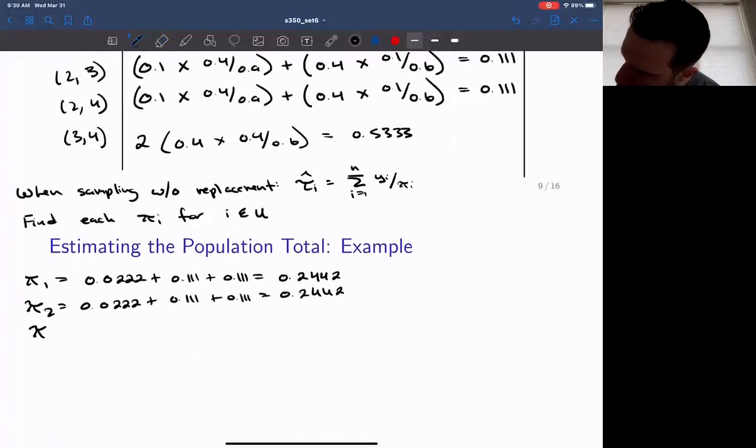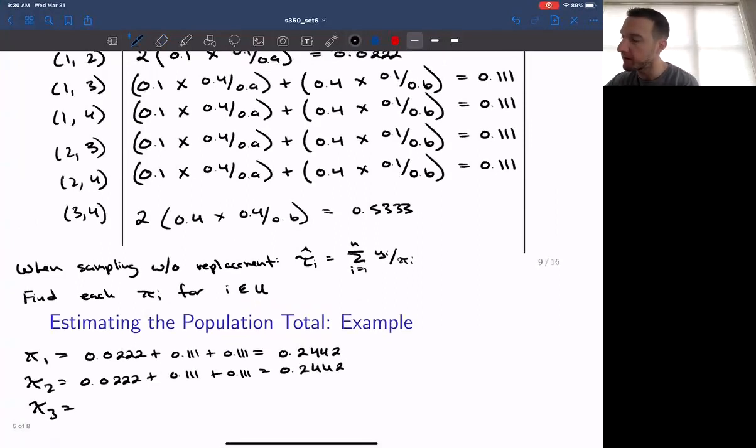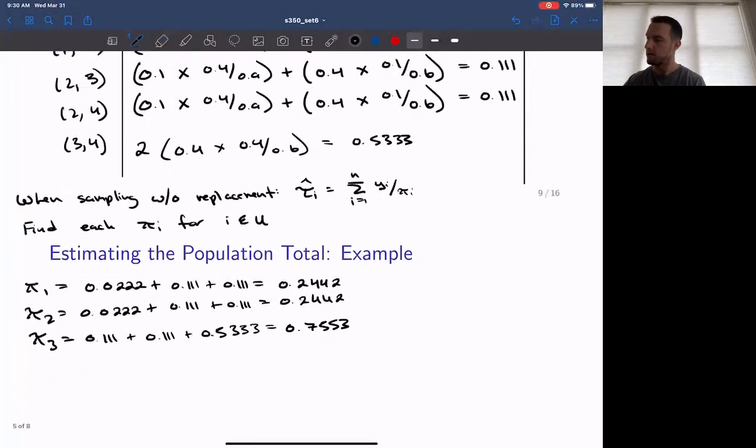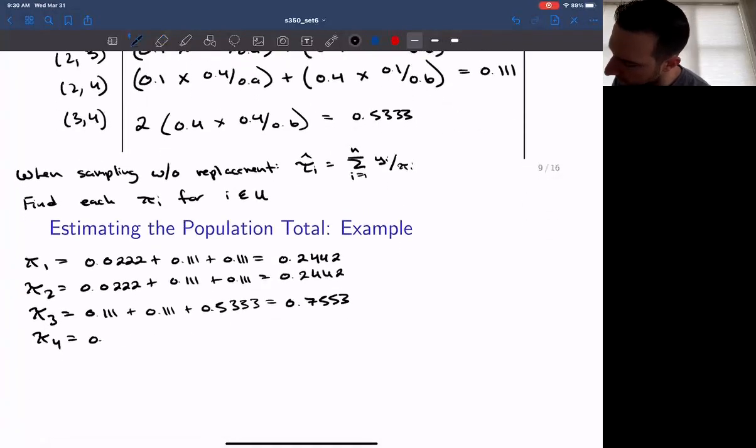All right. Pi 3 is going to be the sum of the samples that include the third unit. So you'd have a 0.111, another 0.111, and then you'd have the 0.5333. So you'd have 0.111 plus 0.111 plus 0.5333, which is 0.7553. All right, and then pi 4, from a similar logic, will have the same value.